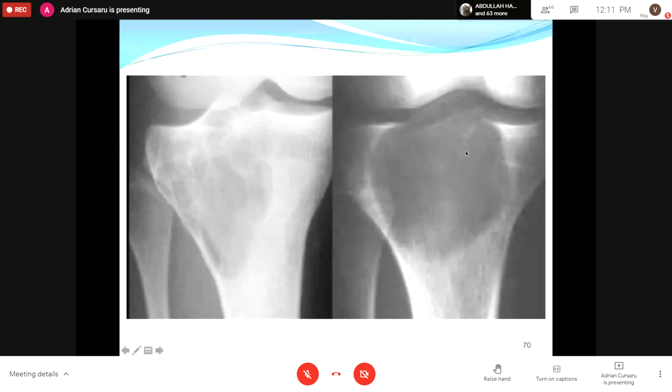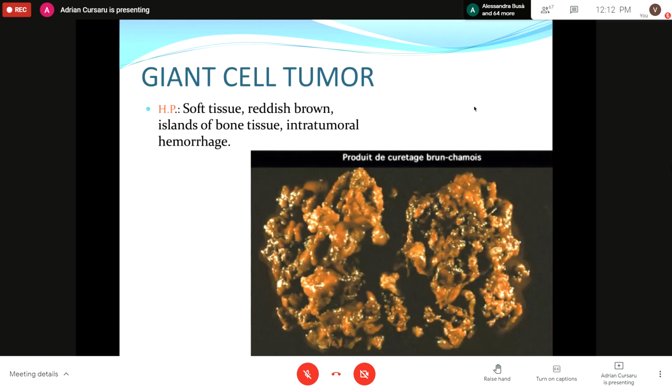You can see here a giant cell tumor, an inactive one, and here an aggressive one. We have the periosteum that is interrupted by the tumor. That means it is an extracompartmental tumor. That means it is no more a benign tumor. We have transformed the benign tumor into a malignant tumor, the inactive one into the aggressive one. What's the histopathological aspect?